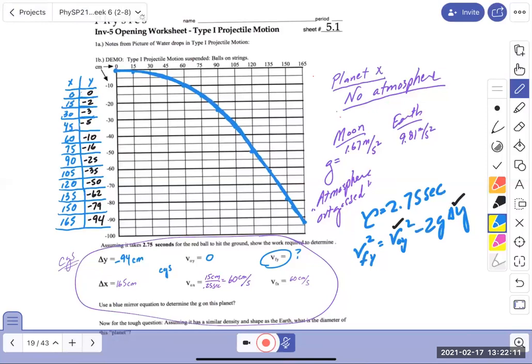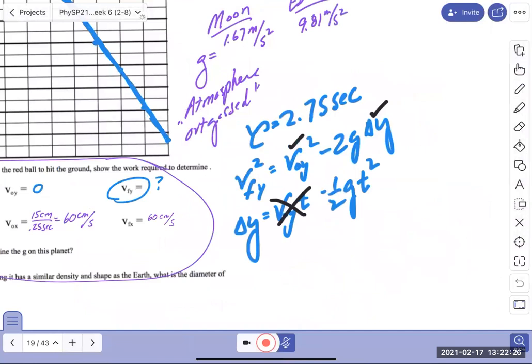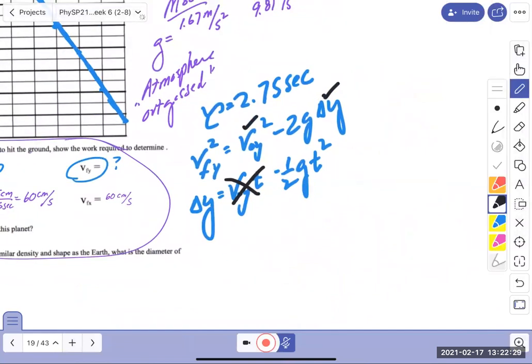All right, so the second one is delta y equals V naught y t minus 1/2 g t squared. Now we catch a break here, right? Because V naught y is 0, not V naught, but V naught y. So now I can solve this for g. I know my time is 2.75, and I have to find g. So when I solve this for g, g would be minus 2 delta y over t squared. So I just isolated the variable.